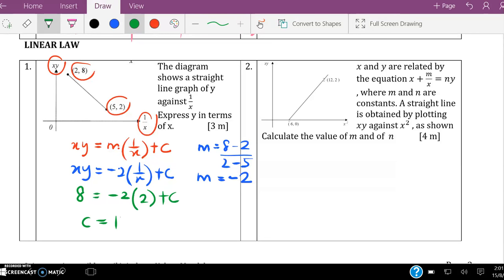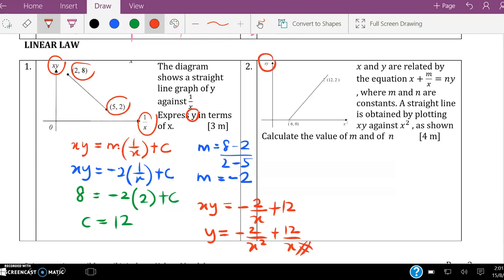C is 12. So altogether now, we can replace and get xy is negative 2 over x plus 12. Make y the subject. Now they want to express y in terms of x, so y as the subject: negative 2 over x squared plus 12 over x. So this is the answer. And then we now go on to question number 2.